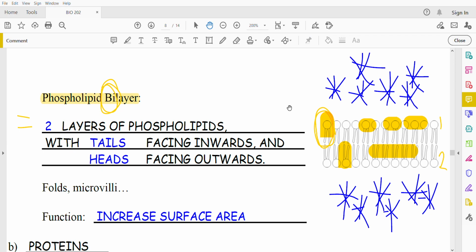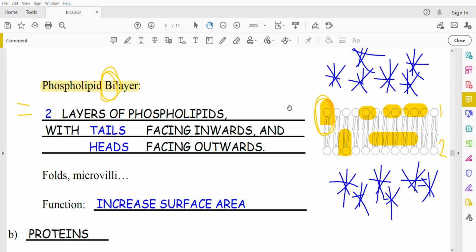And then we discussed a little bit about different folds with different microvilli. Their function really was to increase the surface area if there was a need for that. We remember that we normally had small cells because we want to have enough cell membrane surface area. That's usually important for us.